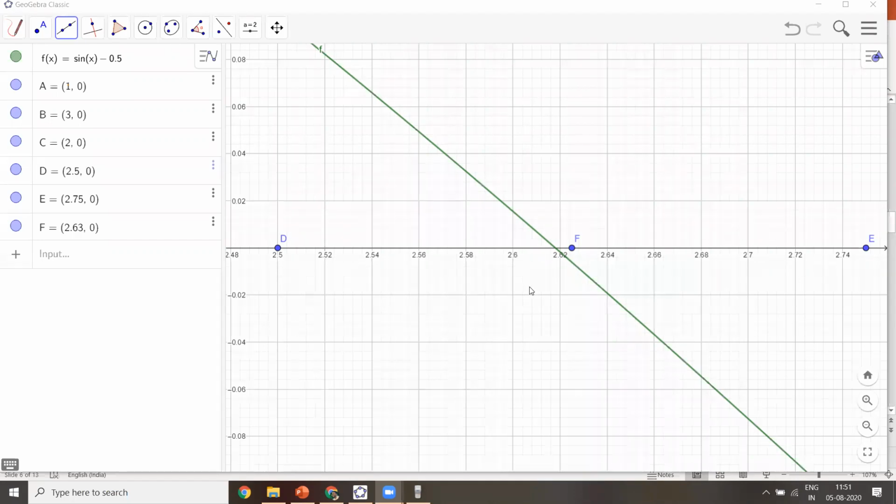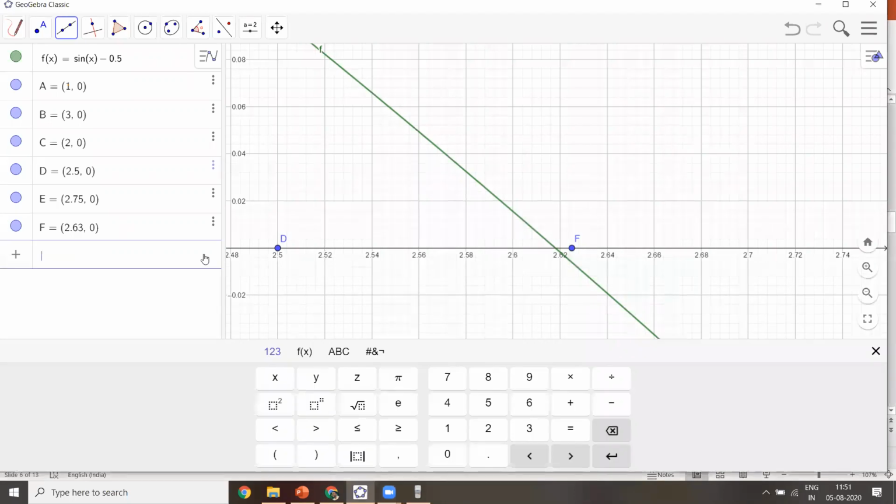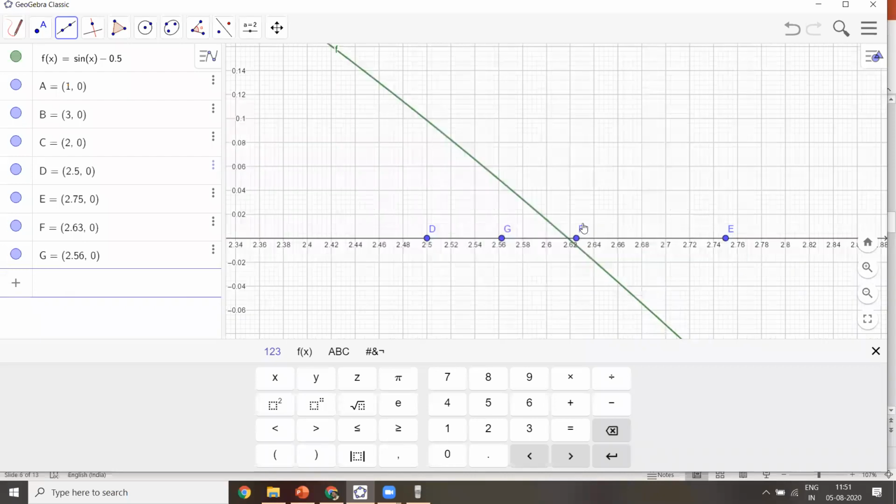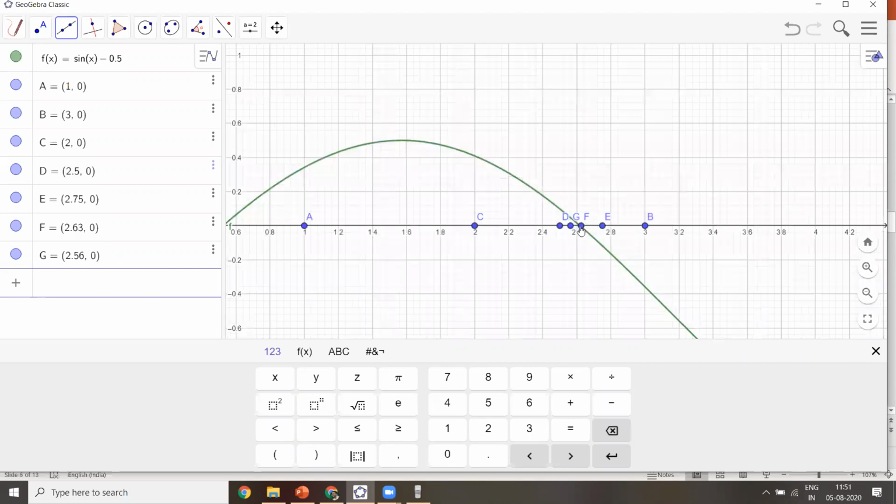So again I will calculate that: 2.625 plus 2.5 divided by 2. So that is 2.5625. Same again, we will proceed like this: now either between d g or between g f, again and so on. So this is the way we do the bracketing method. I hope now it is clear for you.